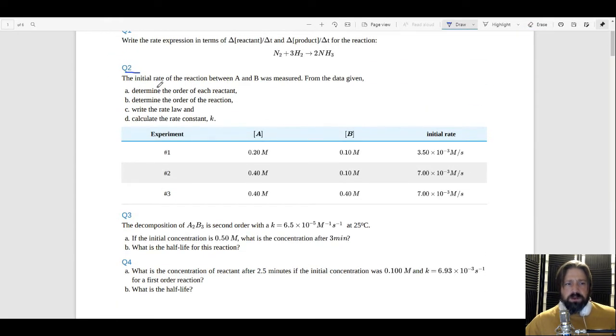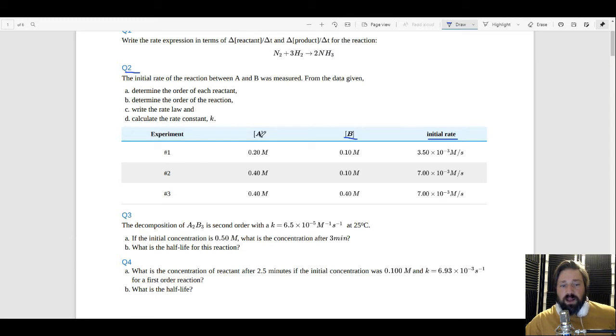For question 2, this is whenever you're given this initial rate data, some experimental data. You have different trials or different experiments and the initial rate of these things. To determine the order of each reactant, that's kind of step 1. And really what we're doing here is we're just comparing, if we change the concentration of A, how does that affect the rate? Since we're doing that, we need to make sure that the other thing, B, stays the same.